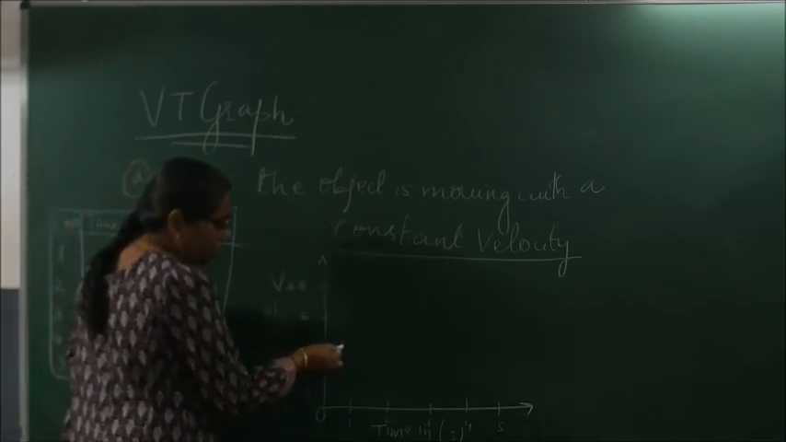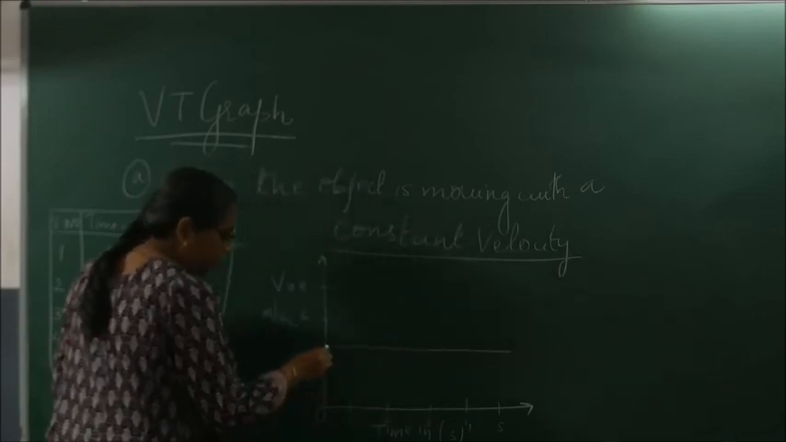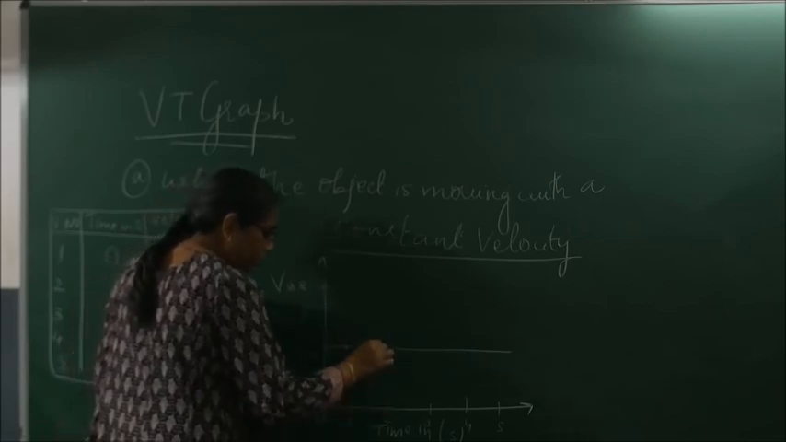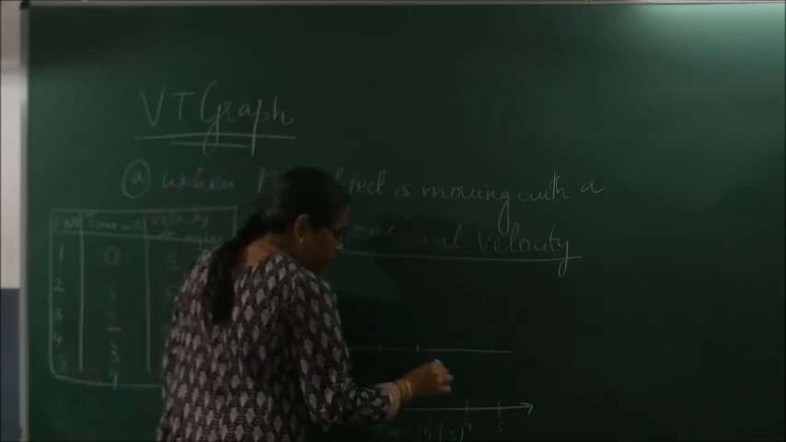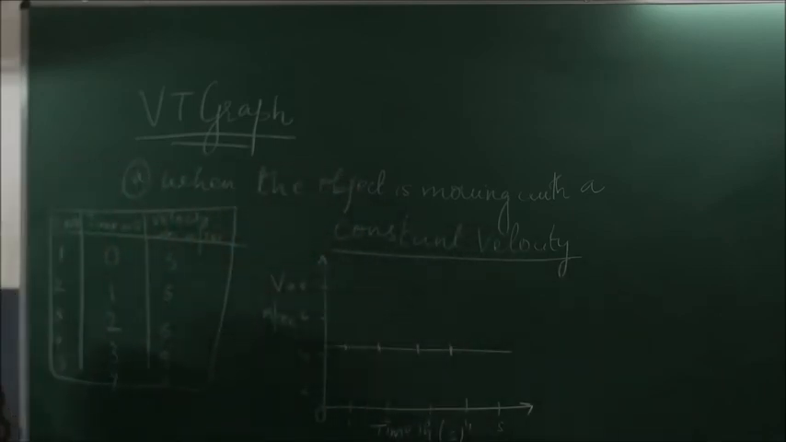So how will the graph become? Parallel to x-axis. Because at 0 also the velocity was 5 meter per second. At 1 also 5, 2 also 5, 3 also 5, 4 also 5. So the graph will come parallel to what axis? X-axis.